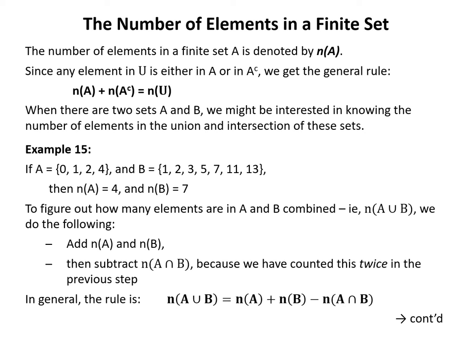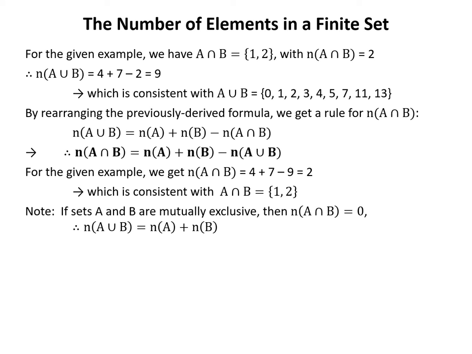So in general, the rule is that the number of elements in A union B is equal to the number of elements in A plus the number of elements in B minus the number of elements in A intersection B. So for this particular example that we saw in the last slide, there are two elements in the intersection of A and B, and those are the numbers 1 and 2. So n(A intersection B) equals 2, because there's two such numbers. So therefore, we can finally figure out that the number of elements in the union of A and B is equal to 4 plus 7 minus 2, which gives us an answer of 9.